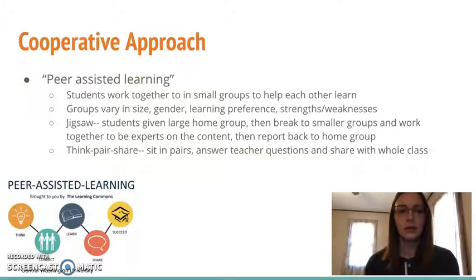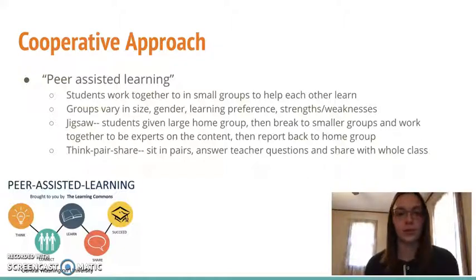And then we have the cooperative approach, which is also called the peer-assisted approach. This is where students work together in smaller groups to help each other learn difficult content. So the groups that they have to work in can be very different. They can vary in size, learning preference, strengths and weaknesses, gender, but they're all kind of working toward the same goal. They're just maybe working on different things to reach that goal.